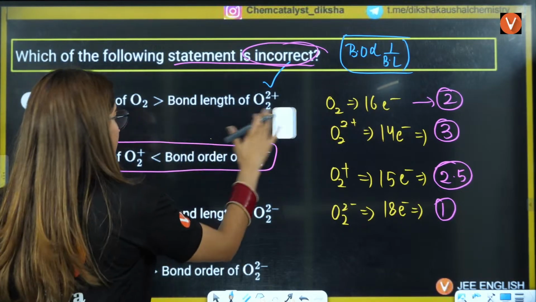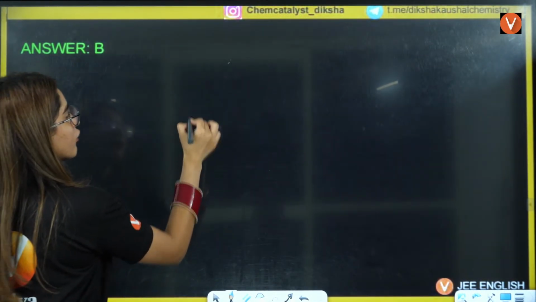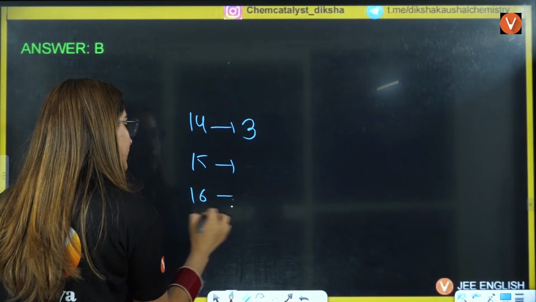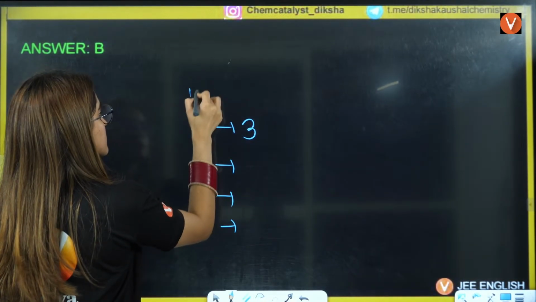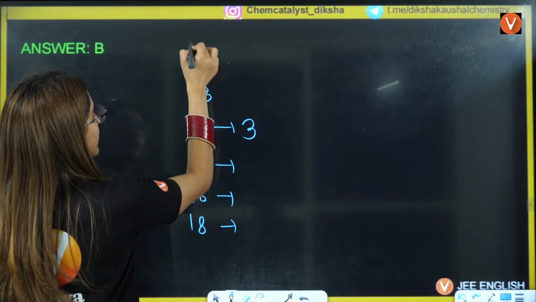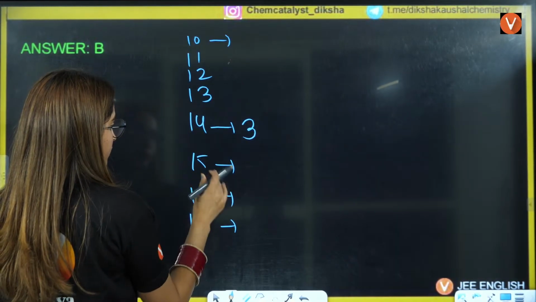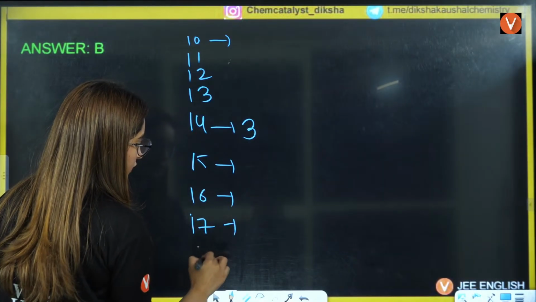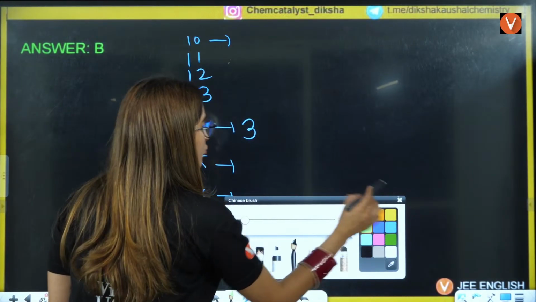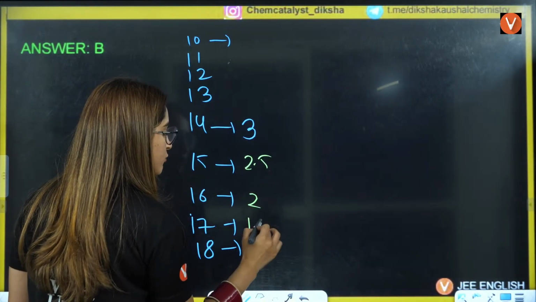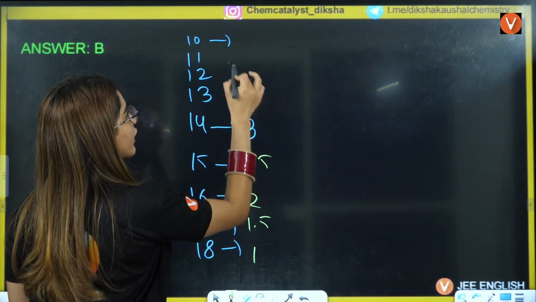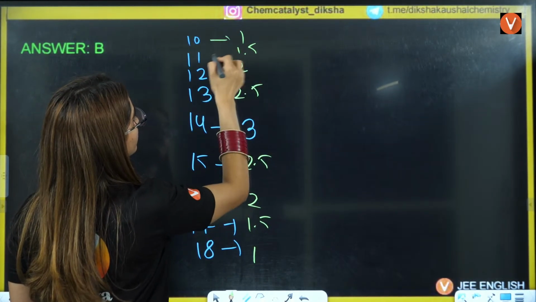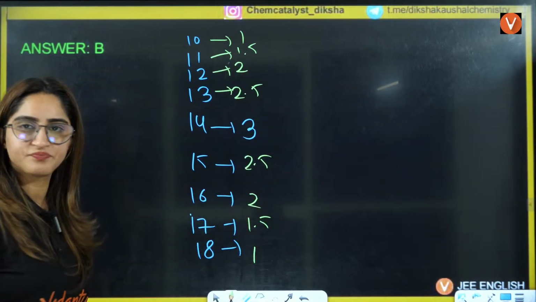What I am saying here is that 14 is 3. When you go down, 16, 17, 18, right? This is up, 13, 12, 11 and 10. Right? 14, 15, 16, 17, 18. So it will be 2.5 to 1.51. Okay, this is what I am telling you. Okay, understood?